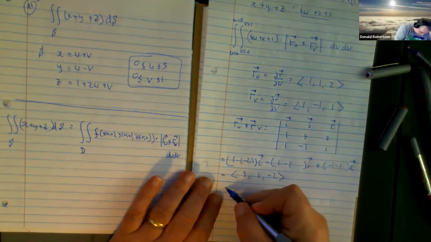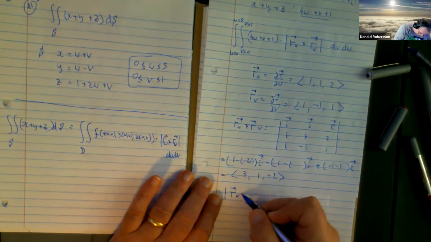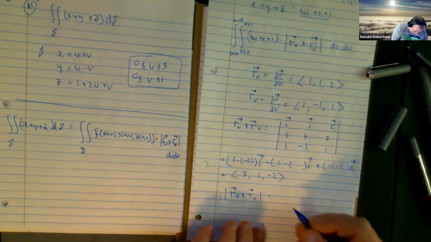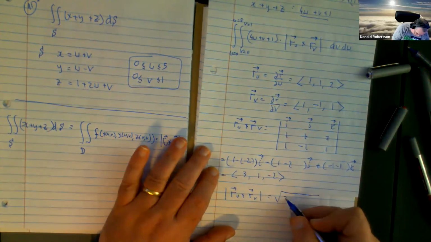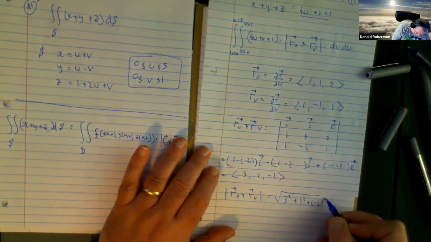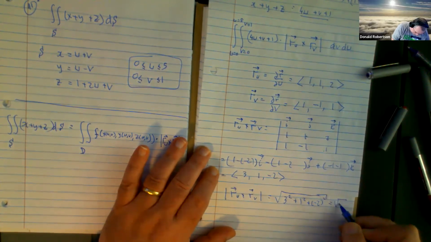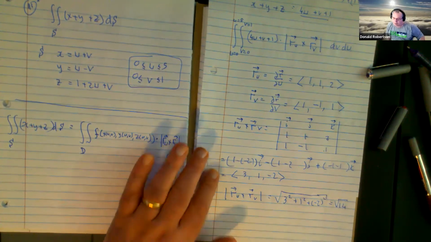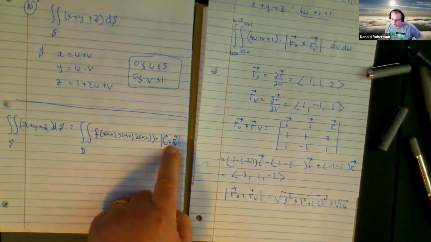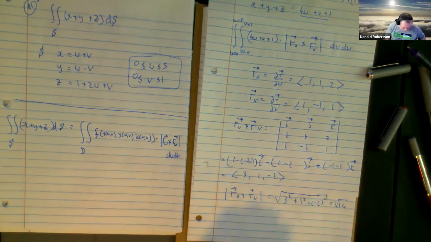And we are interested in the magnitude of that guy, which is the square root of 3 squared plus 1 squared plus -2 squared, which is what, the square root of 14. Are you comfortable with how to do this guy here, right? Find the derivative in terms of u, cross product, the derivative in terms of v, and then find its magnitude.